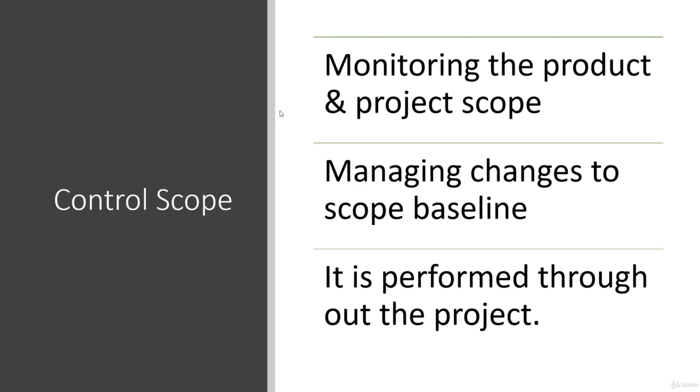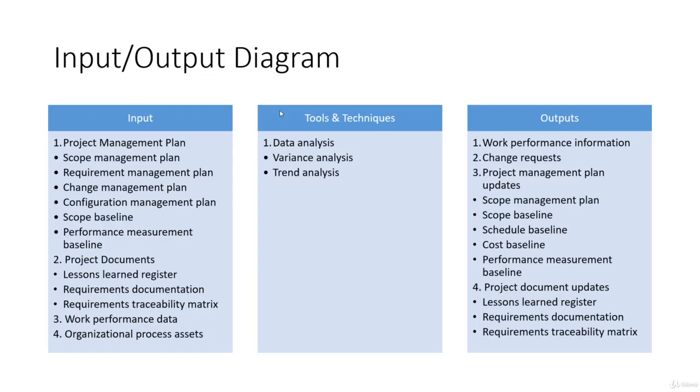So you have a scope and you need to make sure that we stick to it. So any changes to it should be handled through change control processes and documented. It is the input output diagram. We have project management plan, and here we have scope management plan, requirement management plan, change management plan, configuration management plan, scope baseline, performance measurement baseline. Anything and everything which deals with the scope is part of the input here.